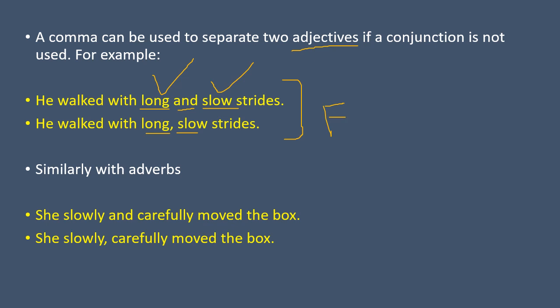Similar is with adverbs. She slowly and carefully moved the box. Slowly is an adverb. So two adverbs joined together or separated using "and". But here, slowly and carefully are separated by a comma. So both of these sentences are correct. So the summary is that you can either separate adjectives and adverbs using a comma or using the conjunction "and". I hope you understand that.